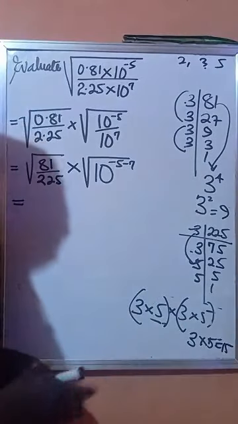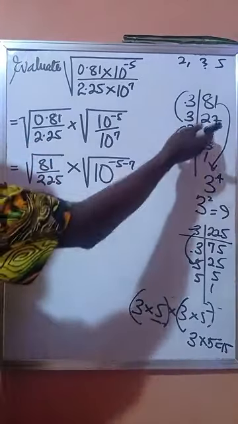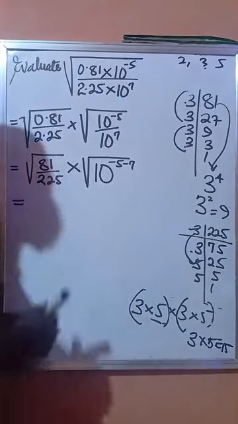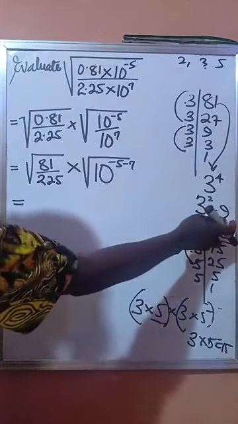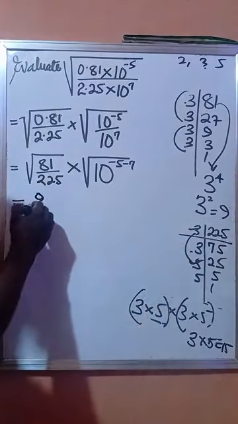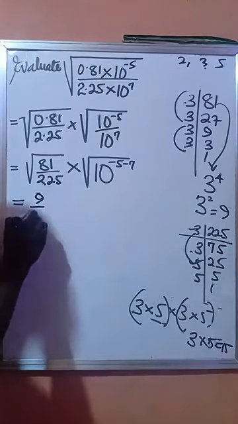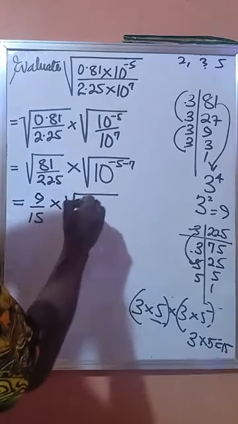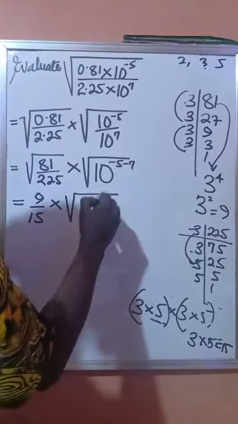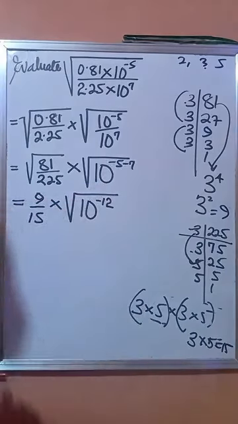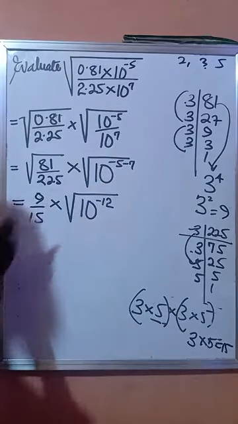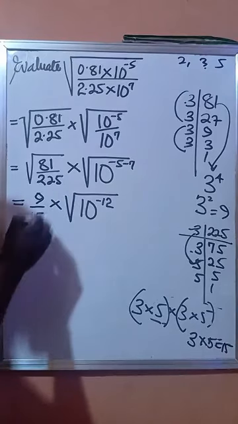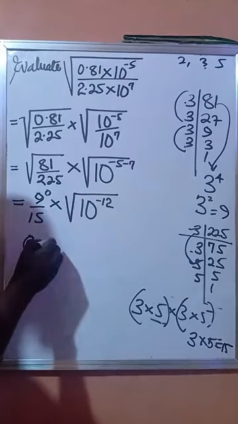If you can get the square root at a glance, no problem. This method only serves for those who may not be able to get the square root of the number at a glance. So let's come back here. From what we have done now, you can infer that the square root of 81 is 9. So 9 all over 15 times square root of 10 raised to the power minus 5 minus 7, which is minus 12. Let's divide this. 15 in 9 cannot go. That is 0 point. 15 in 90, that is 6.